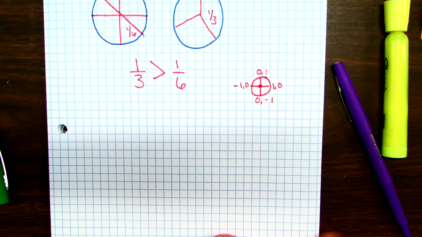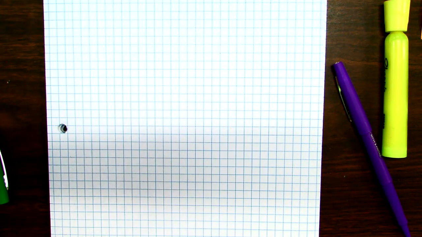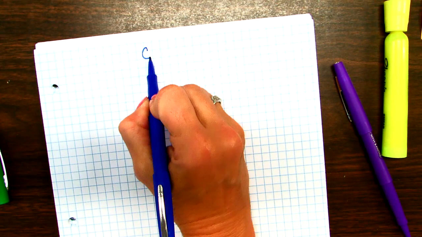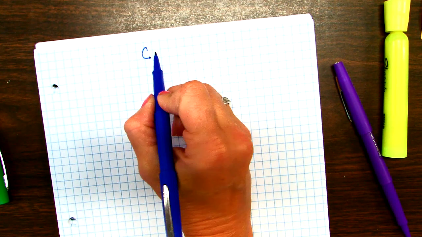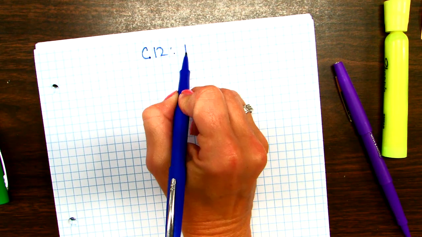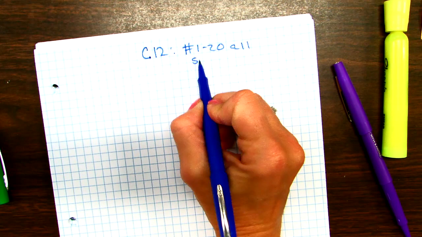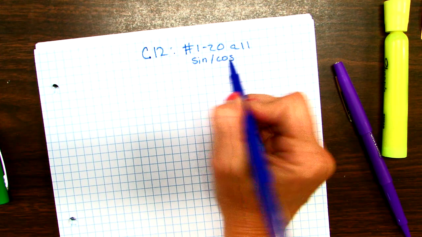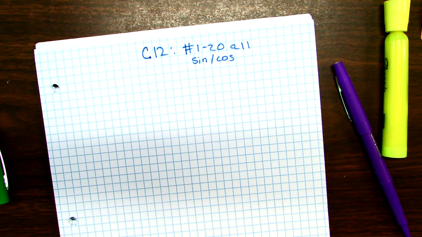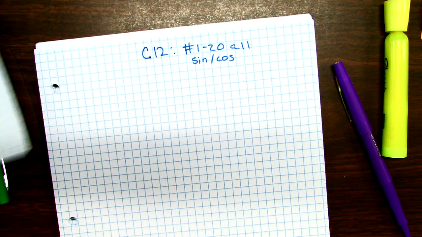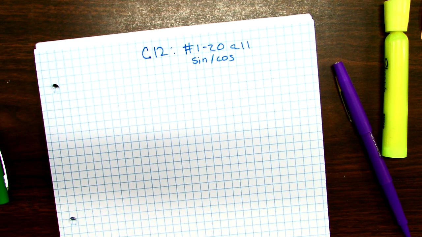Okay? So let's go to the homework, which is C12, number 1 through 20 all, and we're just going to do sine and cosine. Okay? Don't worry about tangent. I really just want to get sine and cosine feeling a little cemented with you guys today, and then we'll play tomorrow. I'll do tangent with you tomorrow, and we'll play. It'll be so fun.